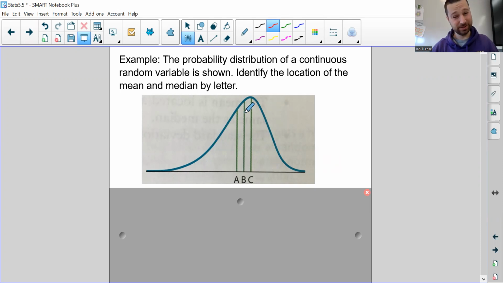C looks a little too nice, doesn't it? Kind of right where you would expect it if it was symmetric. So what would we say? We'd probably say B is the median. B is the median. And then A is the mean is what I would guess. Oh gosh, this is terrible. That M is just gross. And then A is the mean. Ding, ding, ding, ding. Okay.